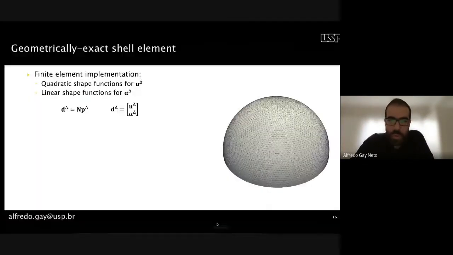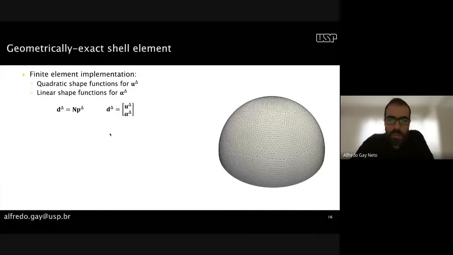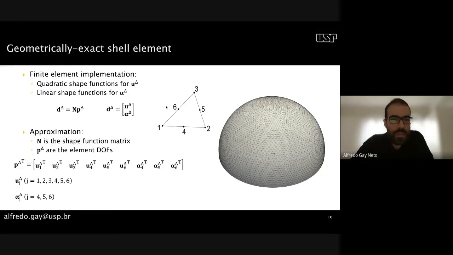So, here the example of shell DOM, for example, and here the clever choice of some functions, quadratic shape functions for displacement, linear shape functions for rotations. You can establish triangular shell elements here in a very nice way. And combining these degrees of freedom of displacement and rotation, we have a kind of Reissner-Mindlin shell, as I said.